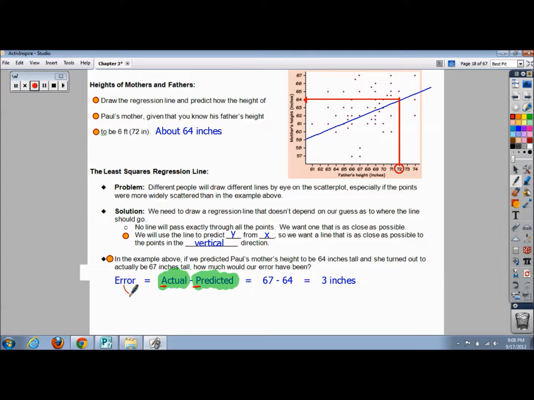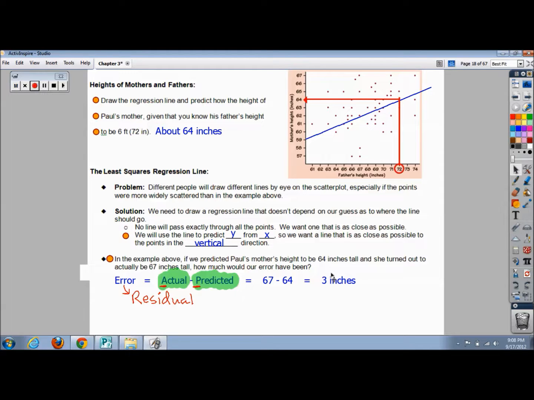Another word we're going to use later for error is called a residual. Residual and error are going to mean the same thing, but we're definitely going to use the term residual a lot more, especially in tomorrow's video. Okay, now if your actual value was less than the predicted value, you can have negative error or negative residuals.